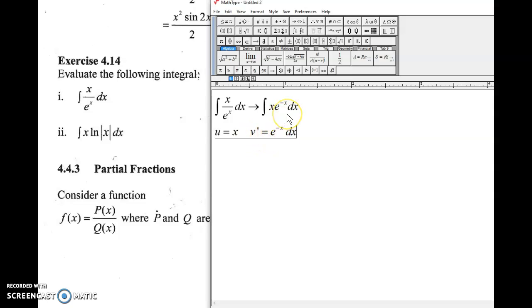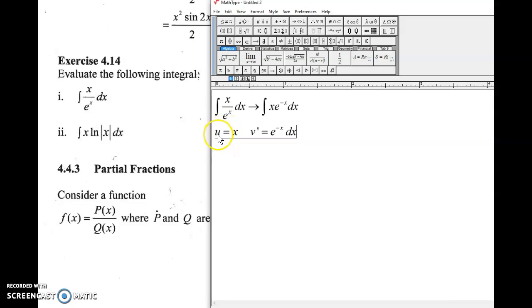By the way, u and v prime don't always need to be in sequence, u first and then v prime. It can be the other way around. It depends on how easy the integration will be if you put x as u and this as v prime, or the other way around. So you'll need to play around with it a little bit. For this case, let's just put it like this.